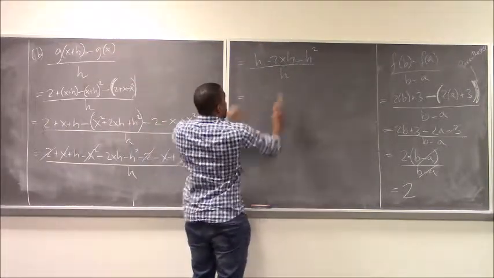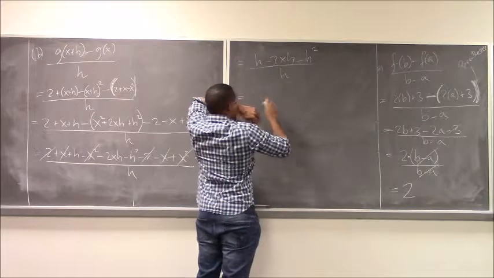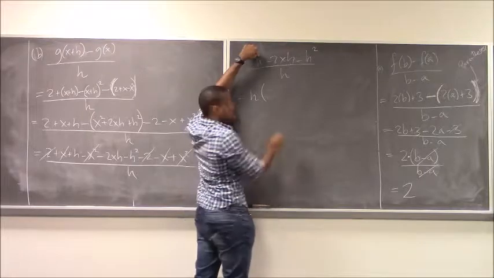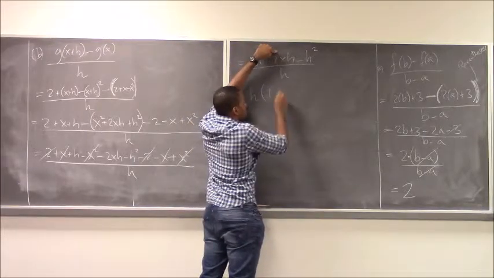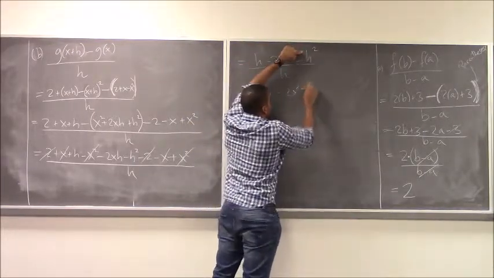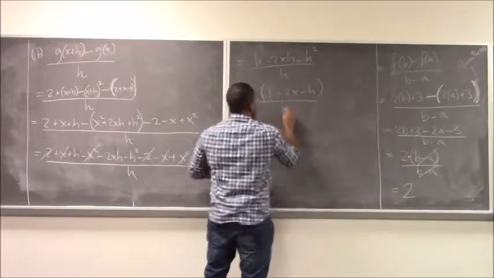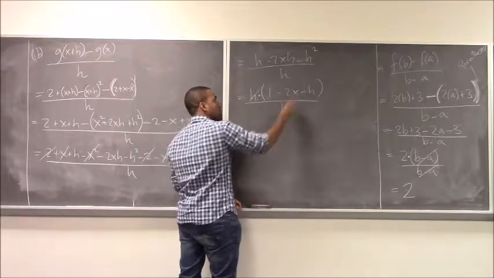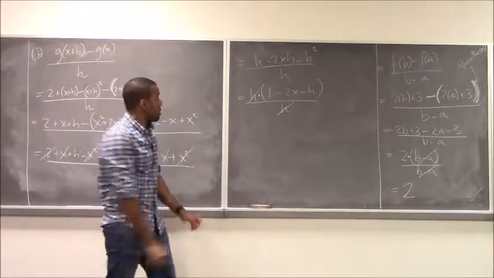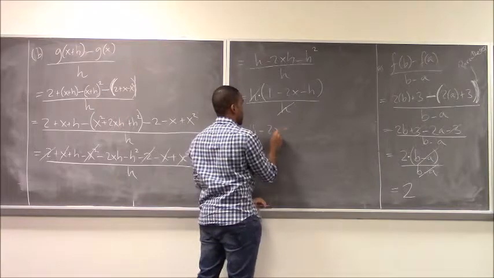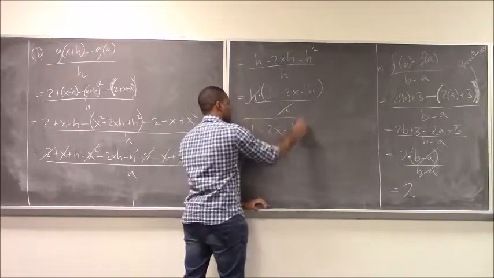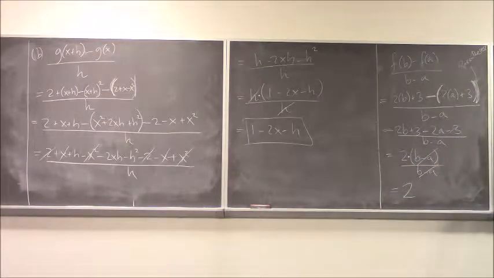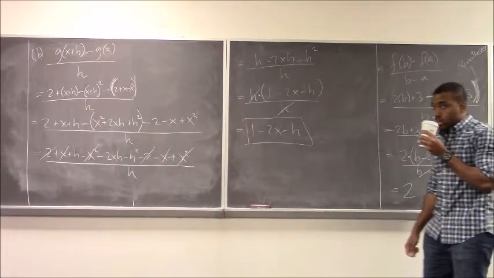Take out h. Yeah. H is a common term in the top, so we're going to factor that h out. What do we have left? 1 minus 2x minus h. There's a multiplication here, which means I can cancel those. And that's the answer. Any questions?